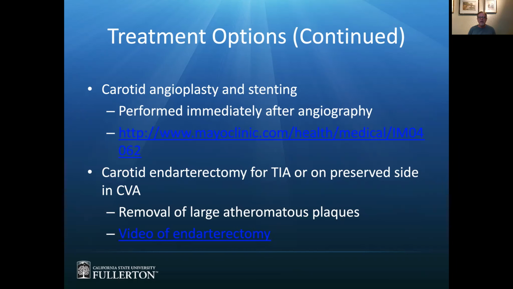And then the carotid endarterectomy is for a TIA, and it would be done on a preserved side or before there's an actual CVA. So somebody who had a TIA and got it diagnosed and they showed thrombotic disease, they can remove it. So that would be two choices, either stenting or endarterectomy.